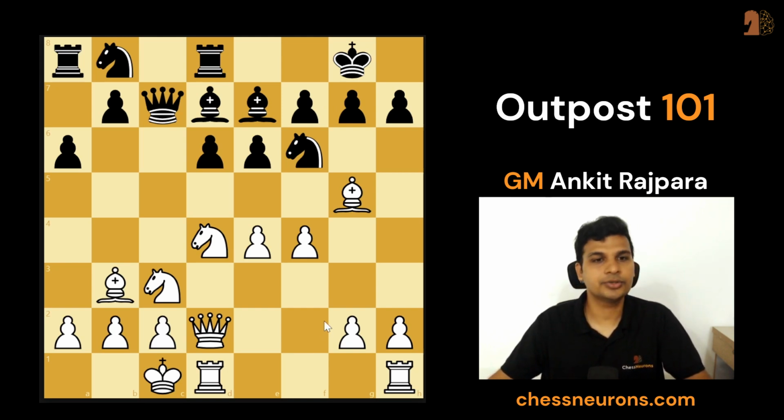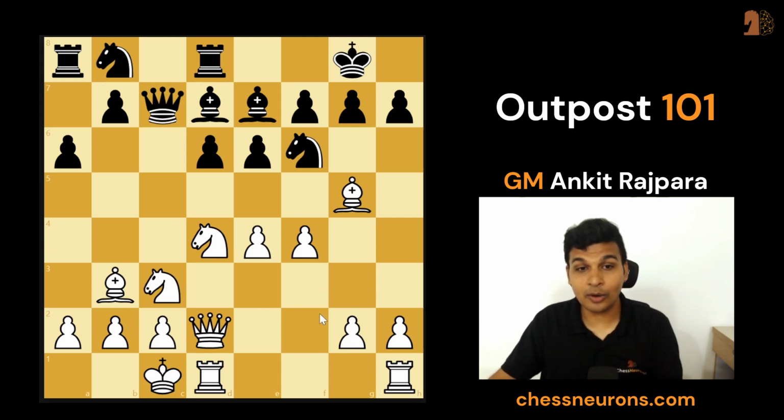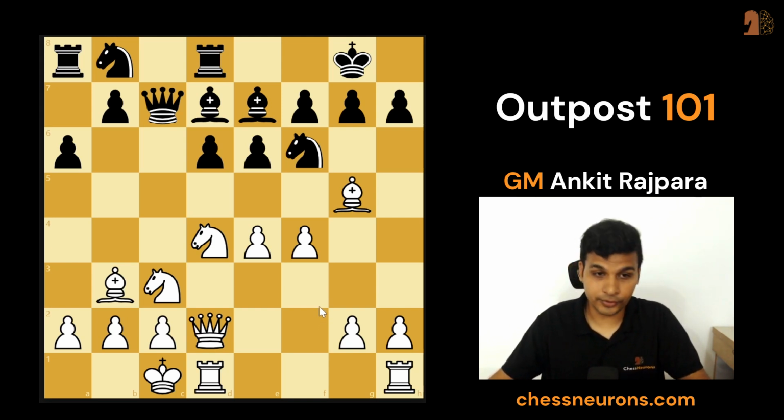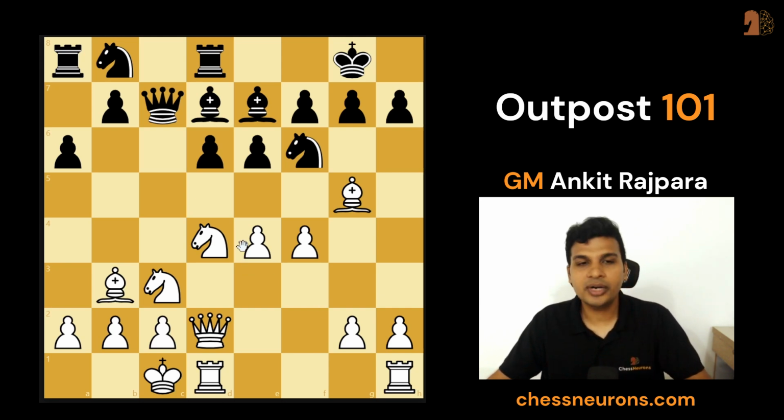One thing that you should remember is that the closer the outpost square is to the center, or if it is a central outpost square, the better for you. The piece that we want to get on the outpost square is the knight. We already know that. If it is closer to the center, then the knight would be much more effective, because that way it can put pressure on both flanks.